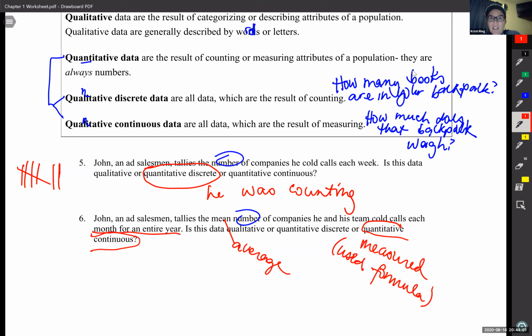Counting is just like to my camera, 1, 2, 3, 4. You know, that's counting. Anything else where you use a tool, and a calculator is a tool, then you are doing measuring.